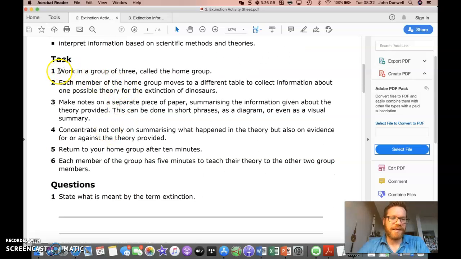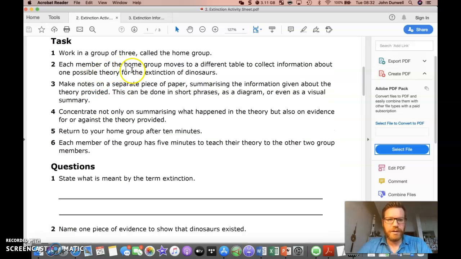Now, it says here to work in a group of 3. We're not going to be able to do that in this case. I mean, if you can, that'd be brilliant, like through WhatsApp, but we're not going to be able to do that. So you're going to have to go through and do it yourself. And you need to make a table to collect information about one possible theory.